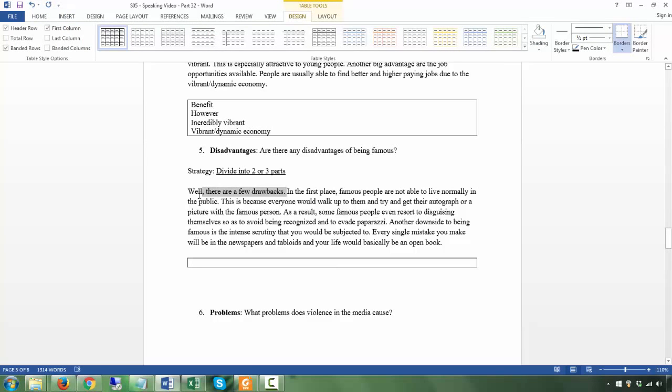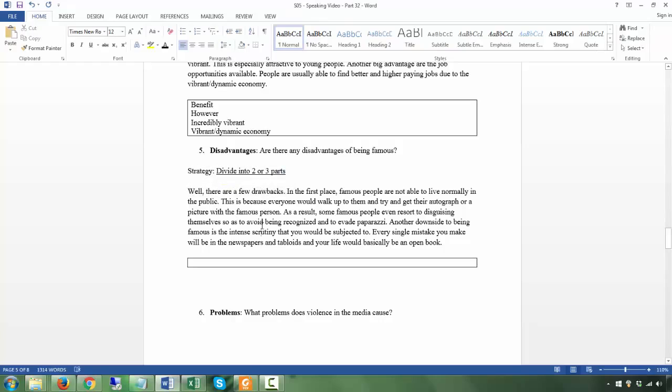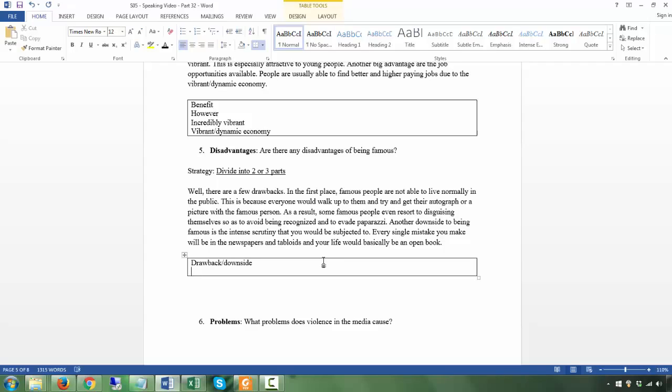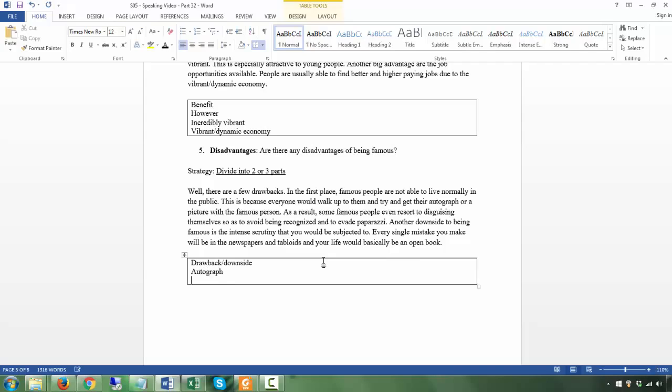Firstly, you have the introduction sentence. Well, there are a few drawbacks. Drawbacks, again, as I mentioned just now, this is a very common synonym for disadvantage, but then another synonym here is downside. Okay. In the first place, I introduced it. In the first place, firstly, to begin with, okay, famous people are, so you have drawback, you have downside. Famous people are not able to live normally in the public. This is because everyone would walk up to them and try and get their autograph or a picture with the famous person, right? I think autograph is a good word that the examiner may take note of.